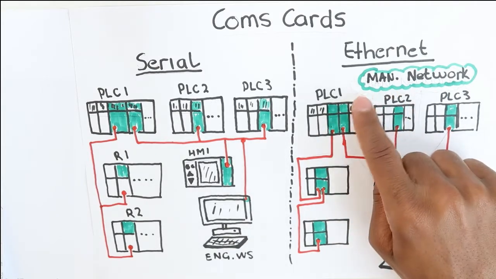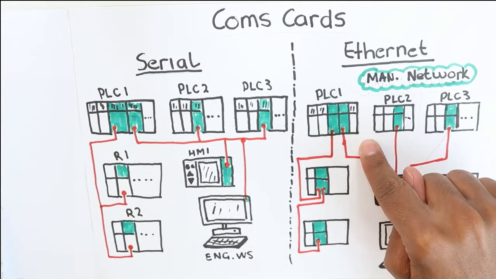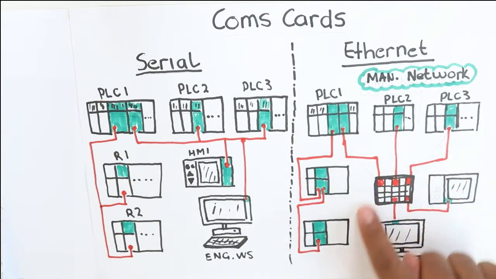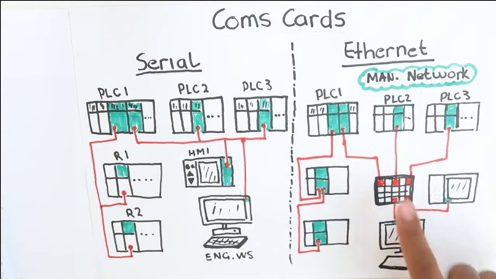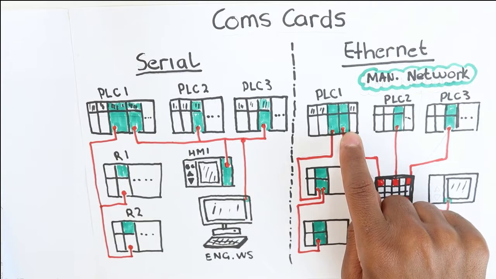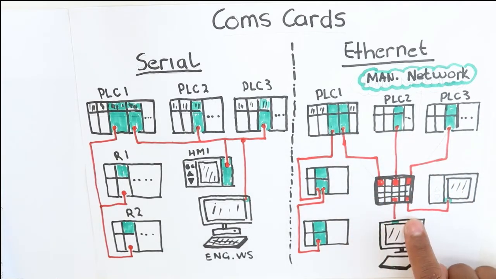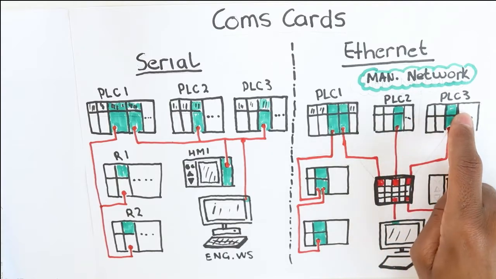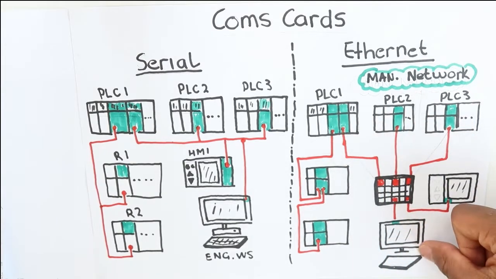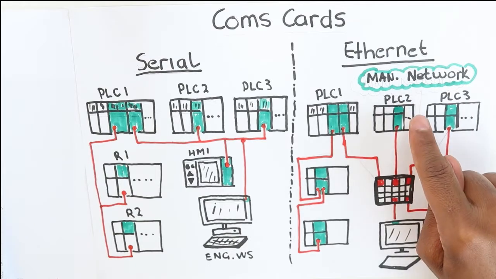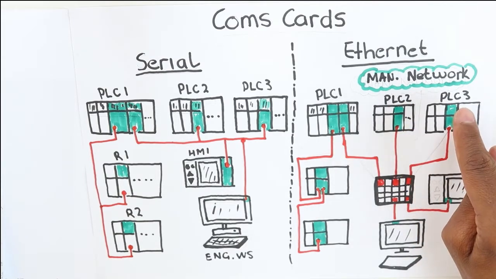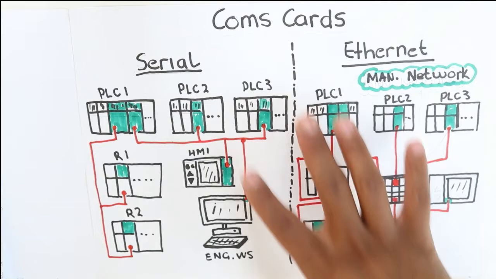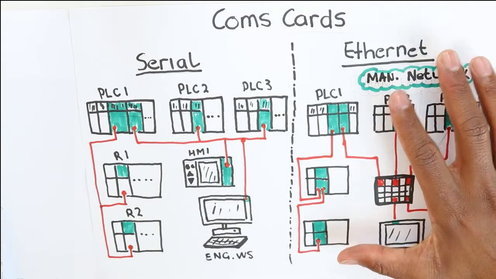So in this case, PLC 1 can be able to see all the devices on this network by using this communication module because they're essentially connected to the same switch. So therefore, he can be able to see PLC 2 and PLC 3, the HMI, as well as the engineering workstation. The same applies for PLC 2 and PLC 3. So this is a typical layout of an Ethernet network.